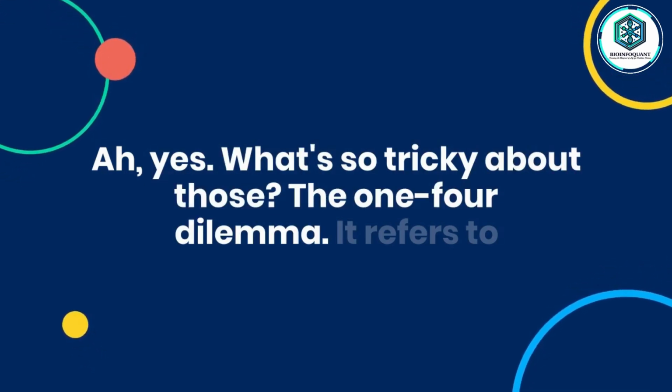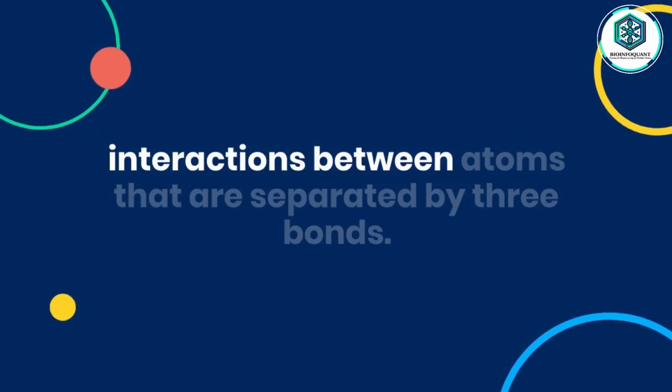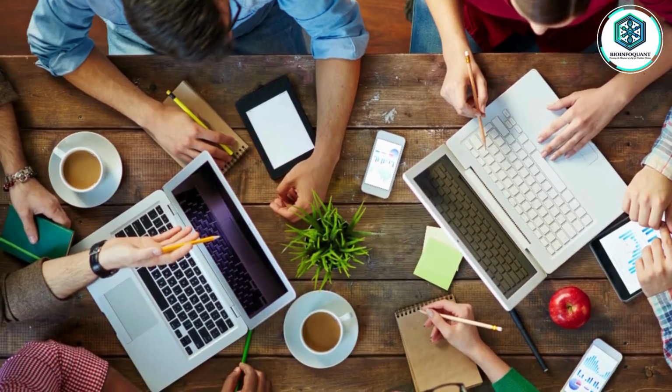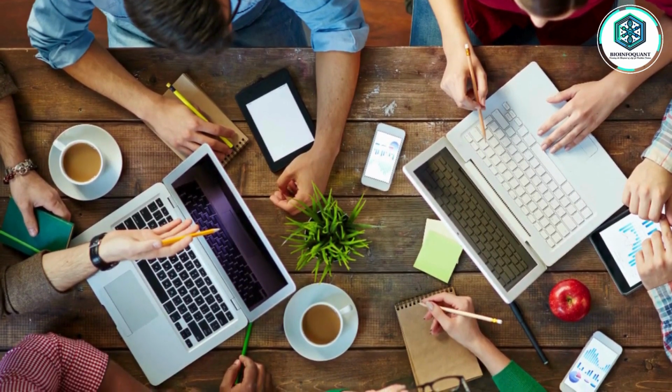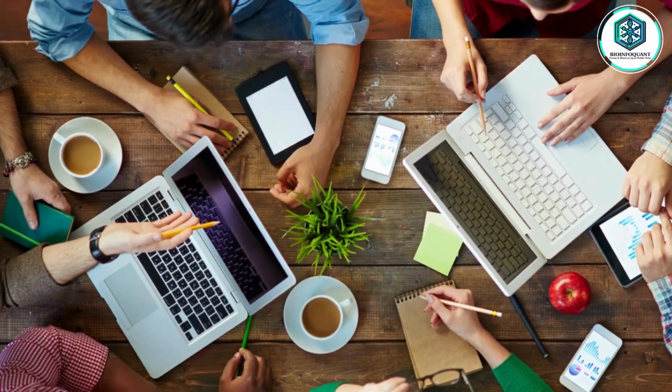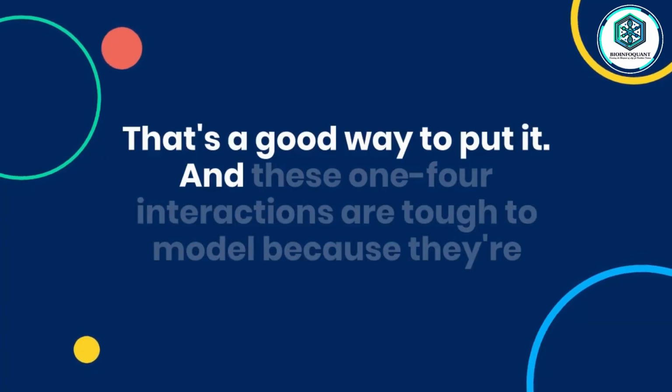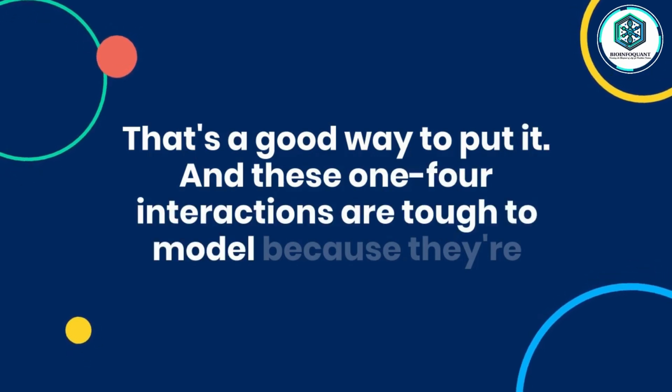Ah, yes. What's so tricky about those? The 1-4 dilemma. It refers to interactions between atoms that are separated by 3 bonds. Okay. So you have 2 atoms that are connected, but they're not holding hands directly. They've got 2 other atoms in between them. So like distant relatives on the molecular family tree. That's a good way to put it.